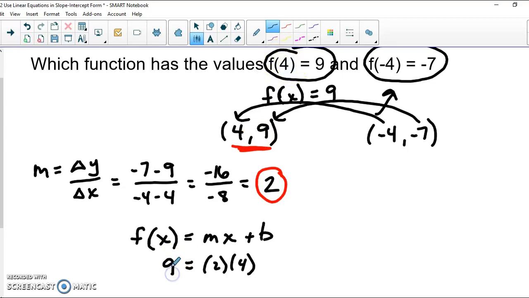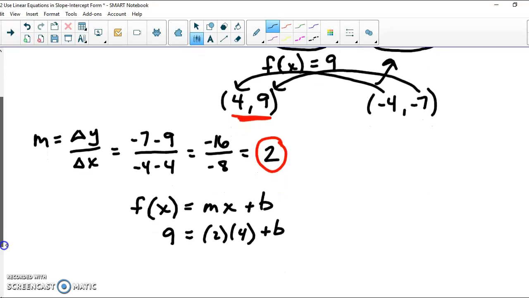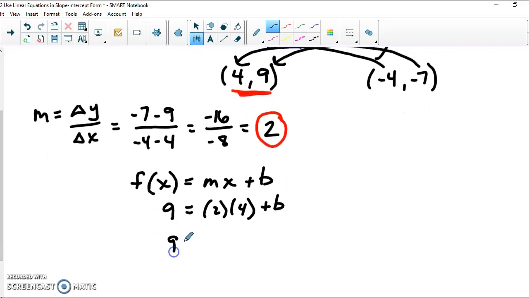So that goes over here. That replaces f of x. And then I still have plus b. As I simplify, 2 times 4 is 8. And if I want to solve for b, I will subtract 8 from both sides. So I find that b equals 1.